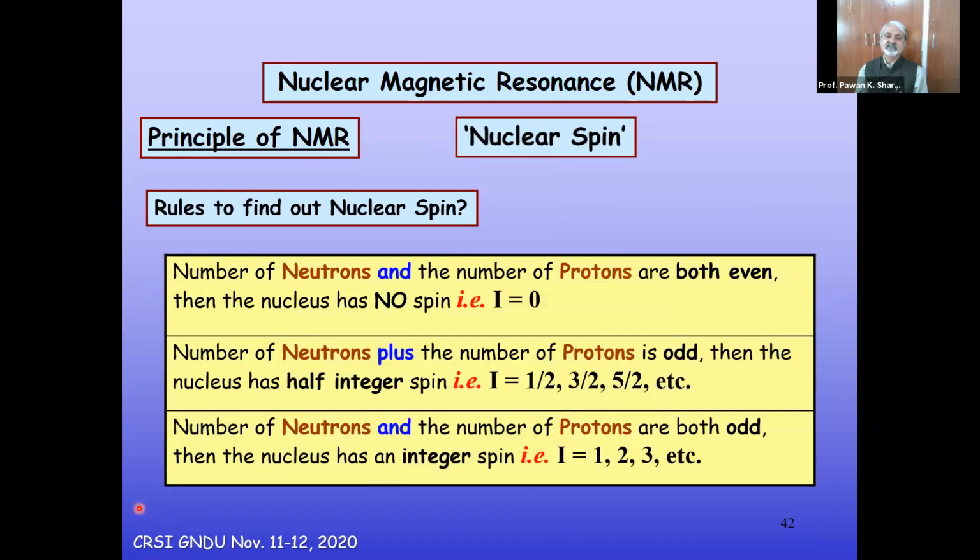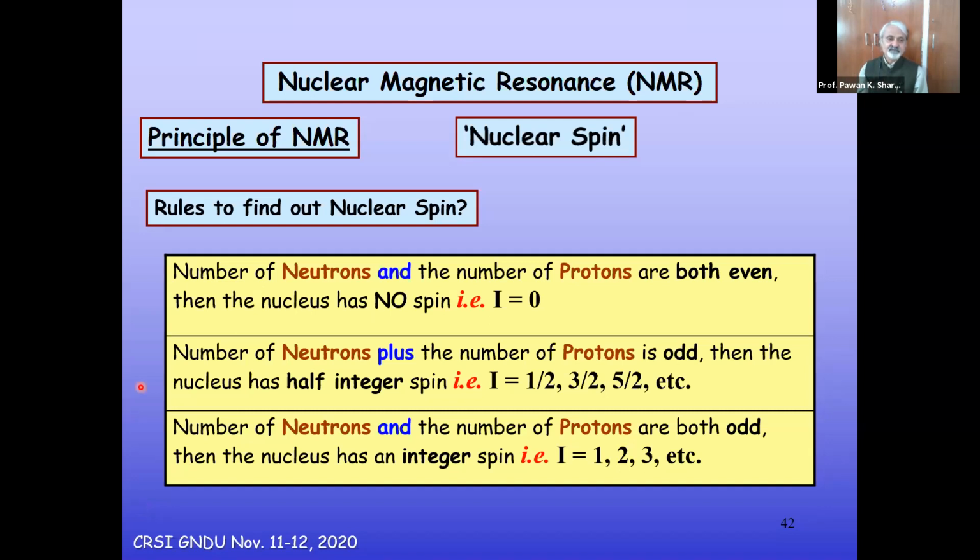One table, which is given in many books, says that if the number of neutrons and the number of protons are both even, that is neutrons even, protons even, then the nucleus has no spin, I is equal to 0. For example, carbon 12, oxygen 16, so I is equal to 0. So the number of neutrons and the number of protons both are even.